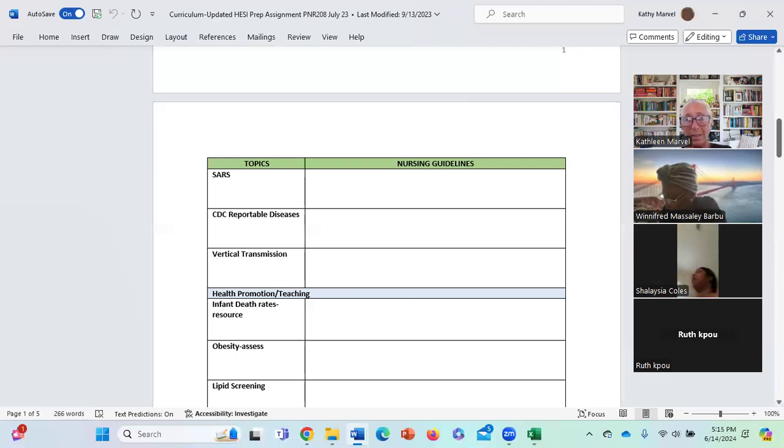CDC reportable diseases. I don't think you need to know the list of what's reportable. What I'm thinking that we're talking about here is, what are CDC reportable diseases? What does that even mean? What's that mean?